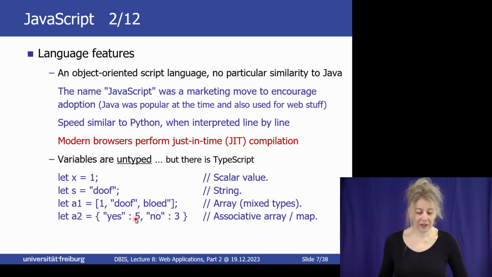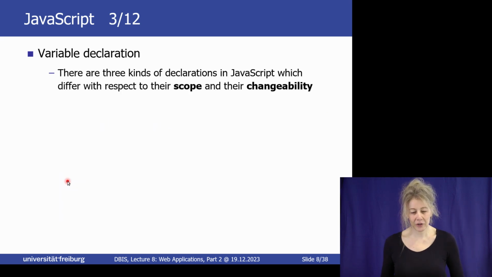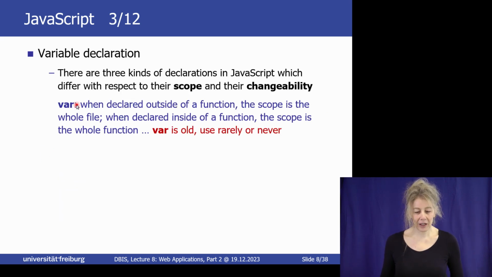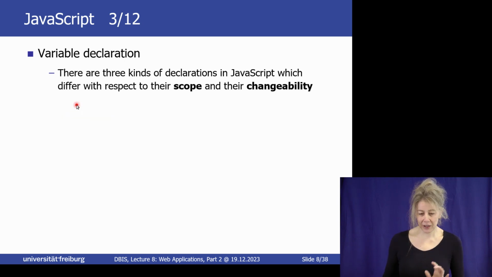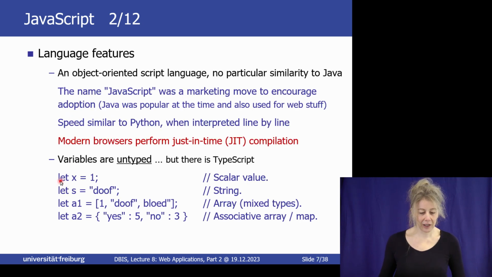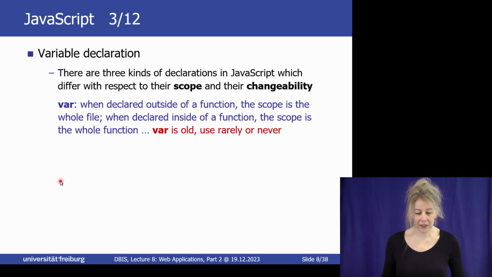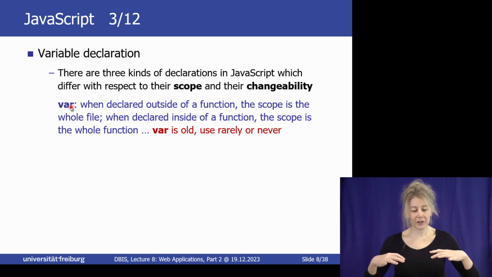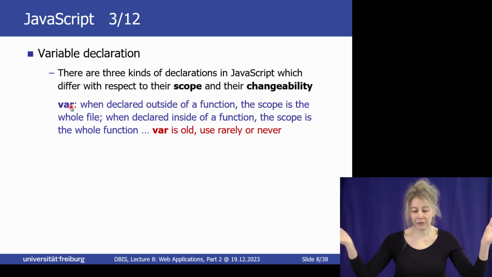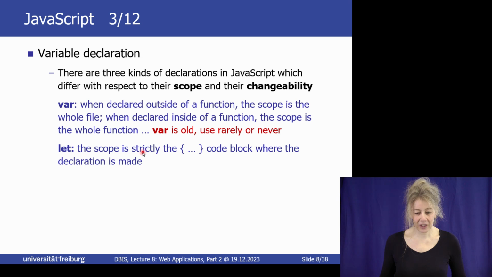Variable declaration, that's I think important. Why does it say let here? There are three ways in JavaScript. The old one is var. You could just write var. That was the old way of doing it. It's a terrible way. Don't do it. When you declare a variable with var, even if you declare it in a function, it's available everywhere. So it's like a global variable. Just don't do it. With let, the scope is within the code block. As usual, code block, curly brackets.